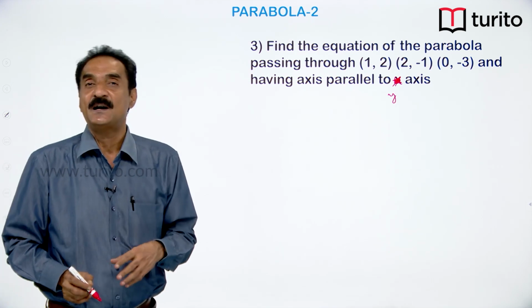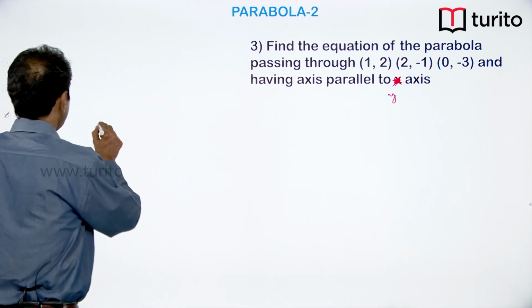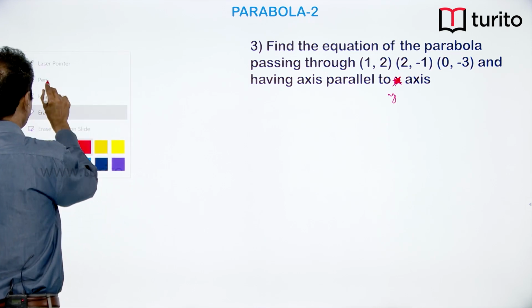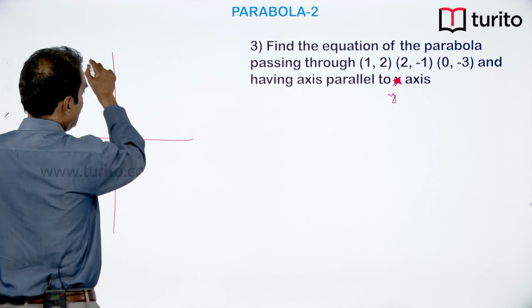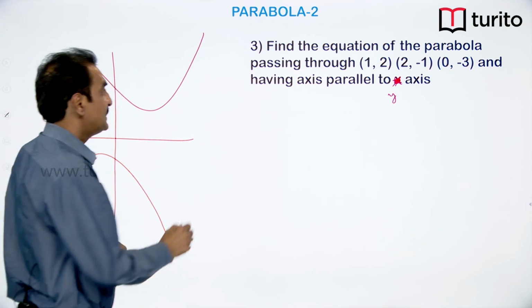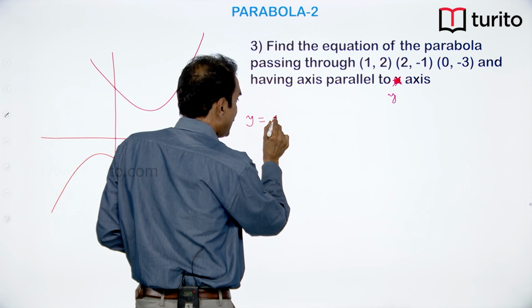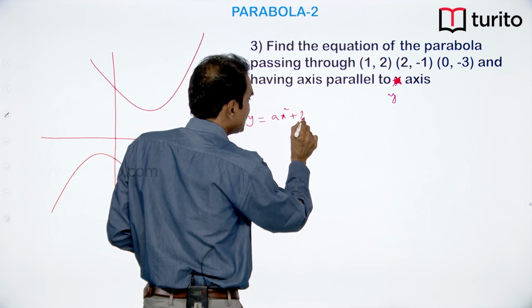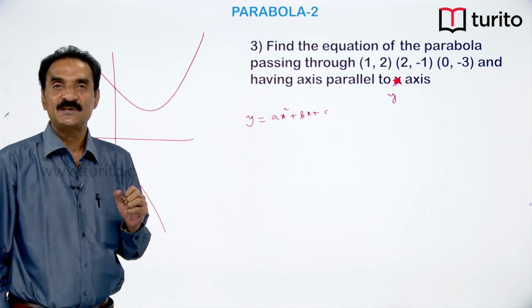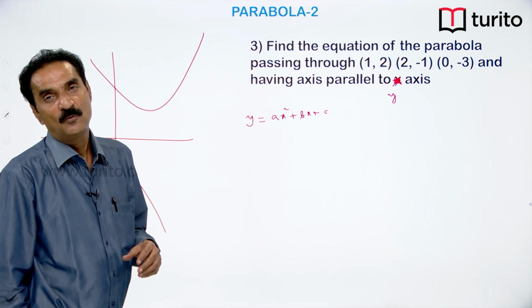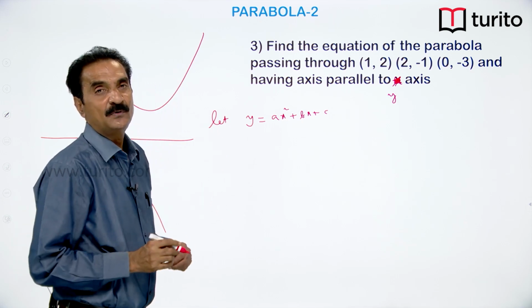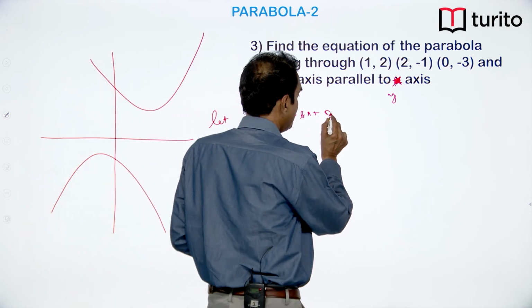If the axis of the parabola is parallel to y axis, we know that the parabola will be either like this or like this. In both the cases, the general equation of the parabola is y is equal to ax square plus bx plus c. If the axis is parallel to y axis, we can directly assume that the equation of the parabola is y is equal to ax square plus bx plus c. So, let y is equal to ax square plus bx plus c be the parabola.